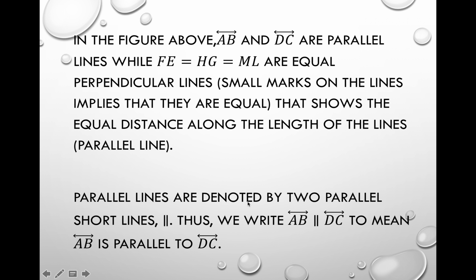Parallel lines are denoted by two parallel short lines. These two little lines, very close to each other so that you don't confuse them with an 11. Thus, we write line AB is parallel, these two lines let me know that it's parallel, to line DC. To mean parallel line AB is parallel to line DC. Basically exactly what I said, but yeah.